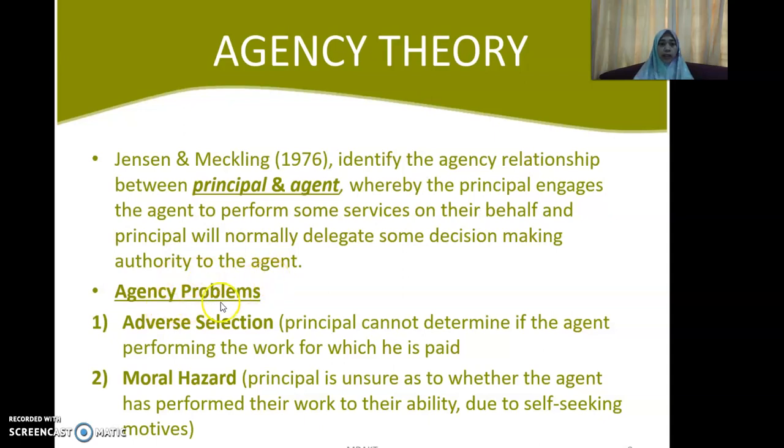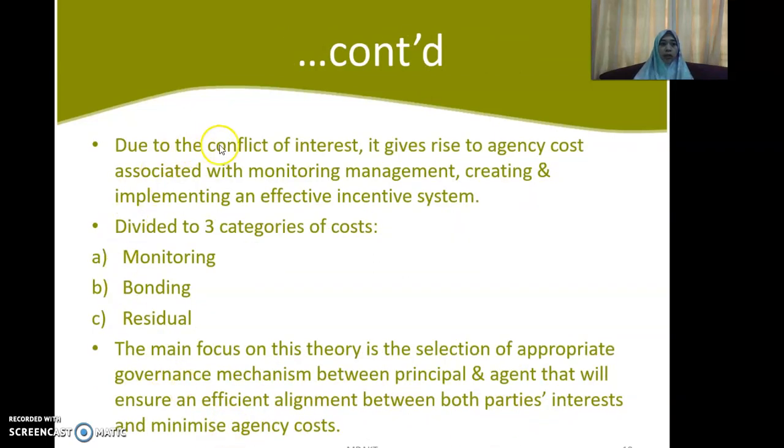And then there are agency problems, which are adverse selection and moral hazard. Adverse selection is when the principal cannot determine if the agent performed the work for which he is paid. And moral hazard is whereby the principal is unsure as to whether the agent has performed their work to their ability due to self-seeking motives. Due to the conflict of interest, it gives rise to agency costs associated with monitoring, management, creating and implementing an effective incentive system.